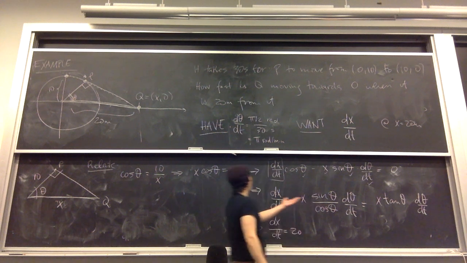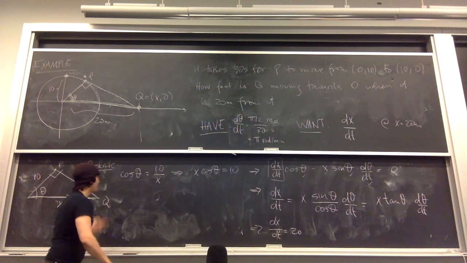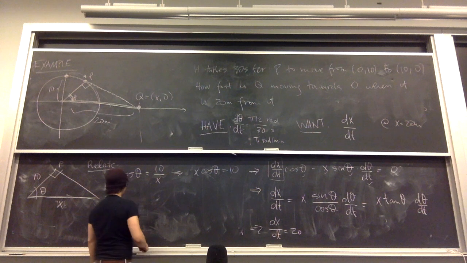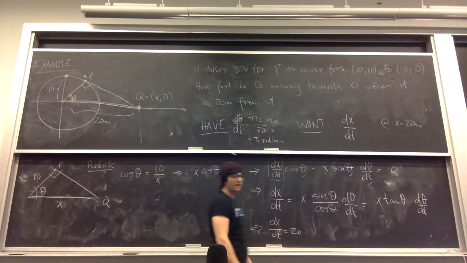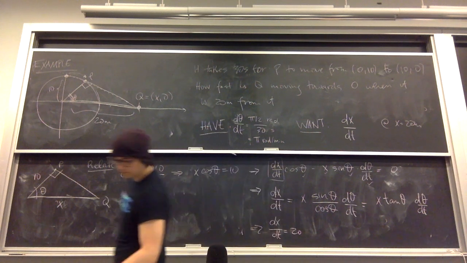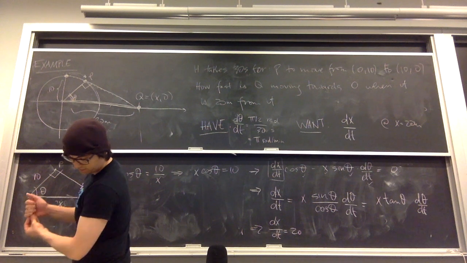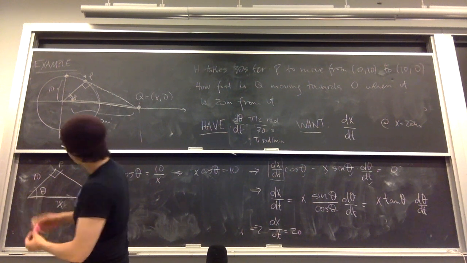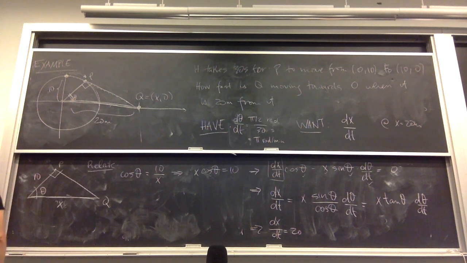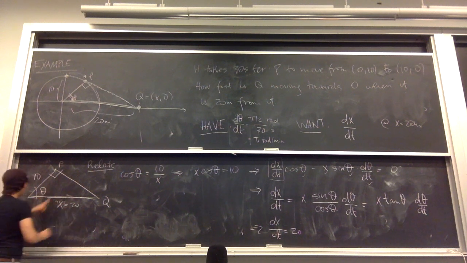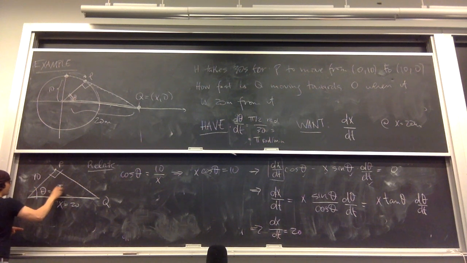Now, what's tan of theta? Right, we need tan of pi quarter. What's tan of pi quarter? Well, we have to be careful here. It's this triangle, right, with x equal 20. So if this is pi quarter, what's tan of pi quarter? It's 1?